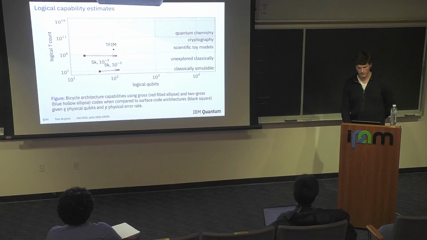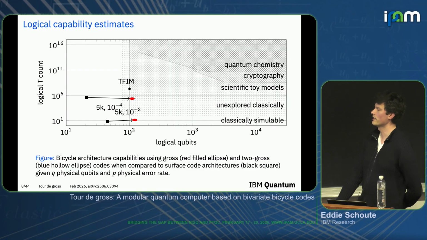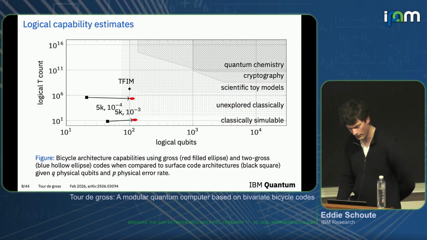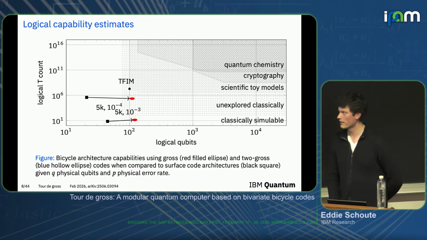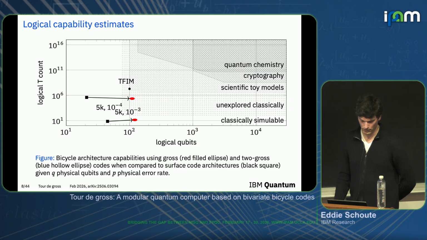Now if I decrease the physical noise rate of our device, then we have a jump in the number of T-gates that we're able to perform. Now we're suddenly able to do above 10 to the 5 T-gates in our circuits, four orders of magnitude higher. And the comparable surface code architecture only has about 20 logical qubits.